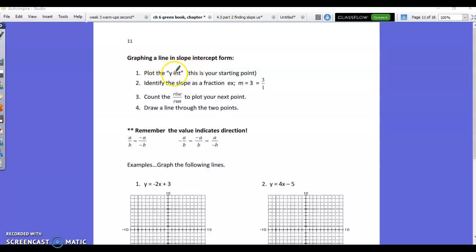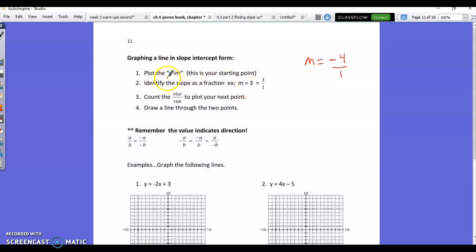The first step is to plot the y-intercept, and that's going to be your starting point. All right, obviously, make sure it's in slope-intercept form first. But first, plot the y-intercept, then identify the slope, and we're going to identify it as a fraction. So, for example, if it's a whole number, we're just going to put that whole number over 1. So if I have m equals 4, or negative 4, I'm just going to say over 1. And that's going to play into how we plot our points.